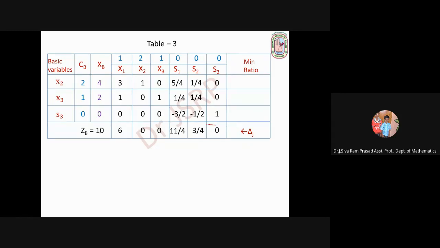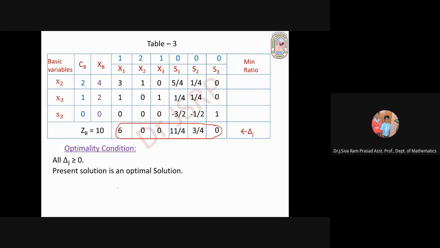Okay, right. Now observe these values. Verify the optimality condition, same process. All delta J greater than or equal to 0. So our present solution is an optimal solution. So for the optimal solution, write decision variables only. These are the basic variables, and the solution is this. First decision variable x1 equals 0. Since there is no x1 in the basic variables, x1 is a non-basic variable, so it is 0. x2 is a basic variable, so x2 value 4. x3 is also a basic variable, its value 2.